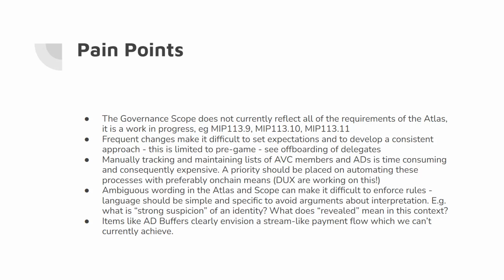So, other pain points. At the moment, we have to manually track and maintain lists of ABC members and delegates, which takes up a lot of our time, and time is money, and we have to pay people for doing this work. So this can get quite expensive. The way the delegate system is set up.